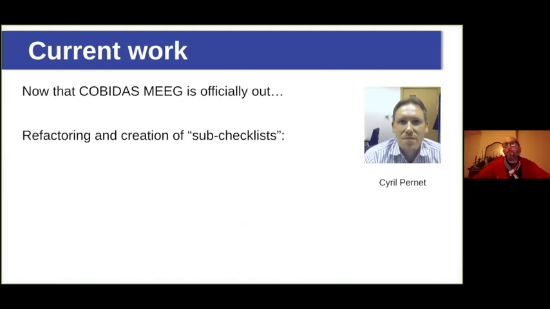And just to highlight some of the work that's happening at the moment: the eCOBIDAS MEEG is finally officially out, meaning that the paper related to the report is out. Cyril Pernet, who is one of the main authors of the report, and I are working on refactoring all those different spreadsheets of items that we have and trying to create sub-checklists. One of the main goals is to first target those that are going to be most useful for most projects or many projects.